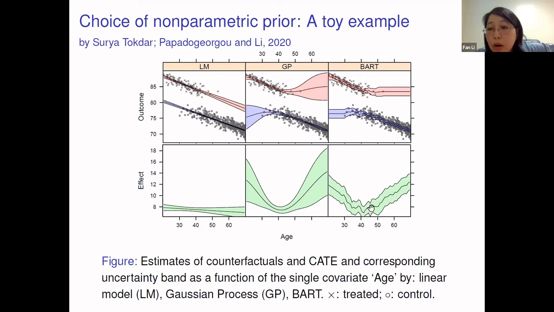But the really worrisome thing is BART. For BART, the credible band is essentially the same regardless of where you are in the covariates. So in other words, in the regions of lack of overlap, BART is definitely underestimating the uncertainty. It doesn't reflect the uncertainty due to the lack of overlap.